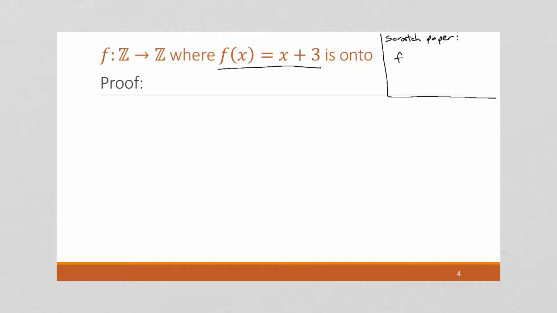And I know that f of x is y, and it's also x plus 3. So I'm going to want to solve for x, and you'll see why when we get further in the proof. I'm going to start my proof by solving for x. If I subtract 3 from both sides, I get x equals y minus 3.